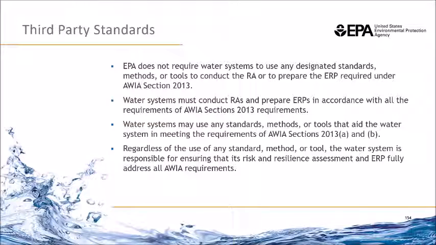So while we've provided you some of the tools and resources EPA has created to assist water utilities in becoming compliant with AWIA Section 2013, you can use any tool that works for you and that meets all of the requirements for the risk assessment and emergency response plan. Regardless of the tool, at the end of the day, the water system is responsible for ensuring that its risk and resilience assessment and the ERP fully address all the requirements. So whatever tools you use, just ensure they meet the requirements.